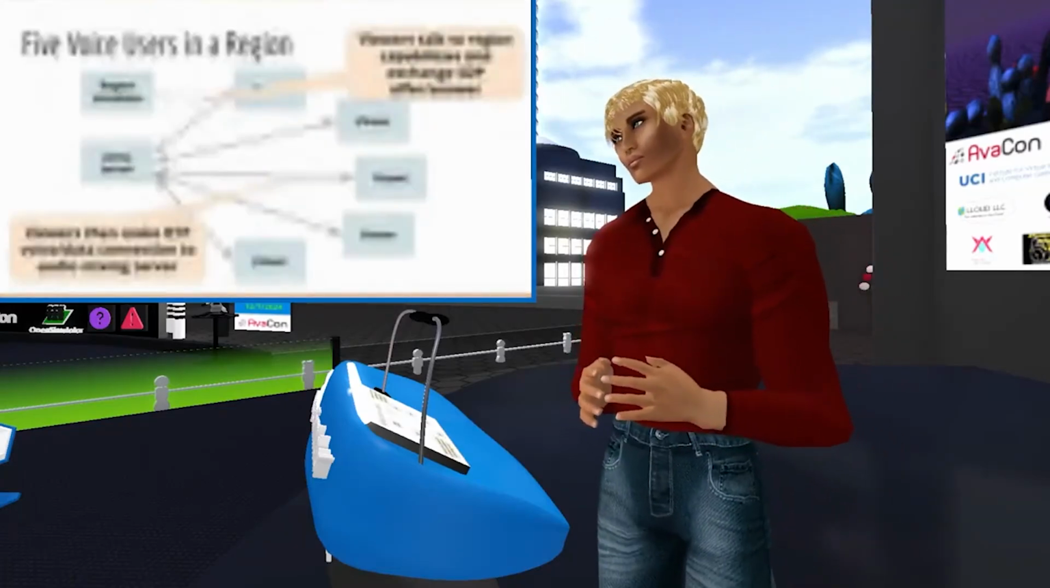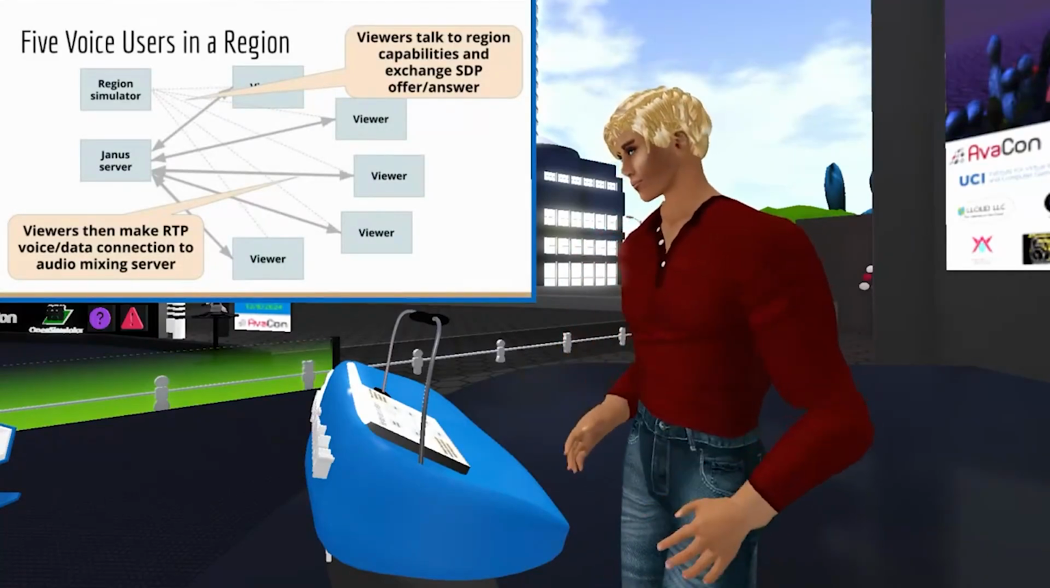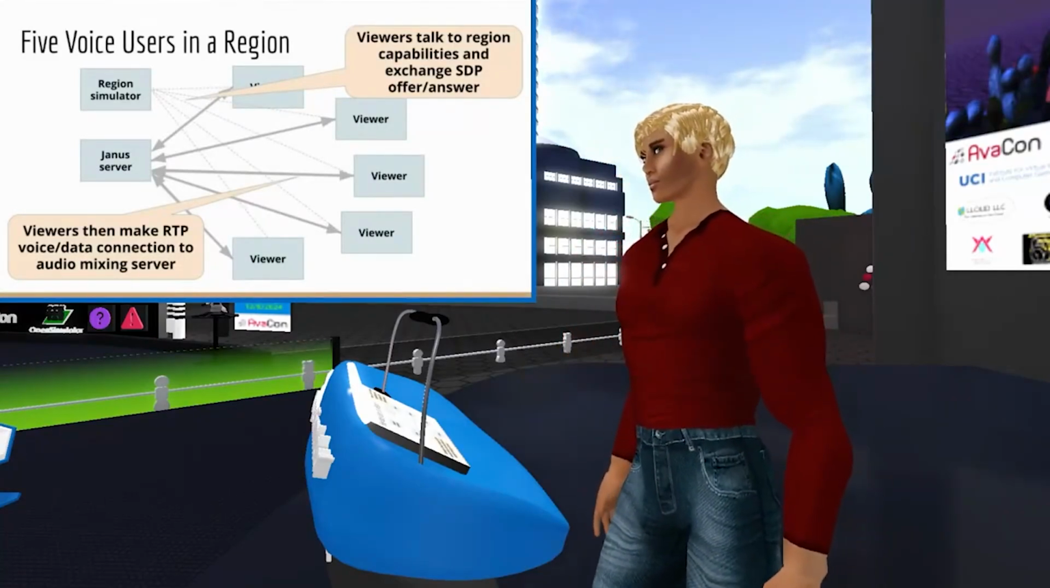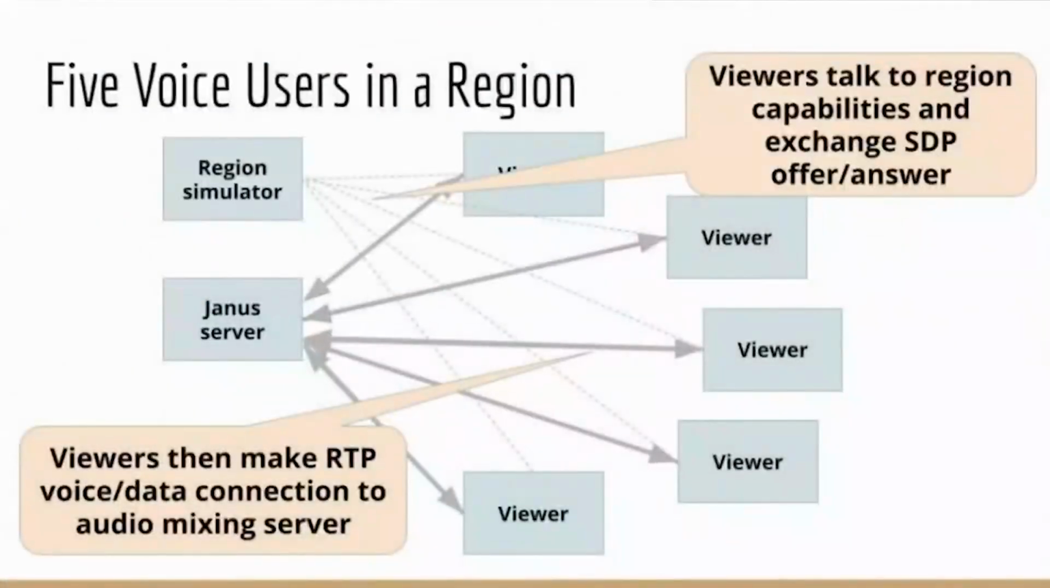So this is what you get. You get viewers talking to the region simulator. They talk to the region simulator, do the basic WebRTC handshake. So they exchange the SDP offer and answer, it's called. And then the viewers make an RTP connection to, in my solution's case, a Janus server.